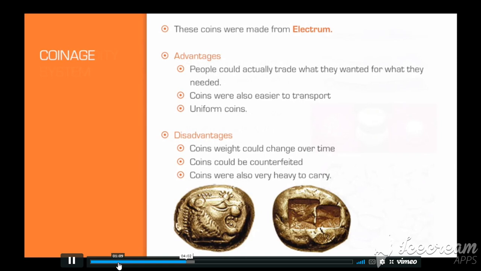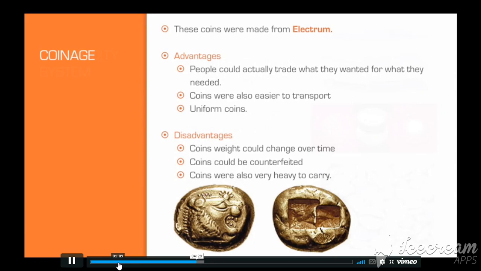These coins had a lot of advantages. Now people could actually trade what they wanted for what they needed and exchange coinage rather than goods and services that had to be agreed upon. Coins were also easier to transport rather than transporting all your goods and services under the bartering system. Uniform coins also meant that merchants did not have to use scales to measure metal, which is a very time-consuming process. At a glance, they could determine literally how much money was on the table.